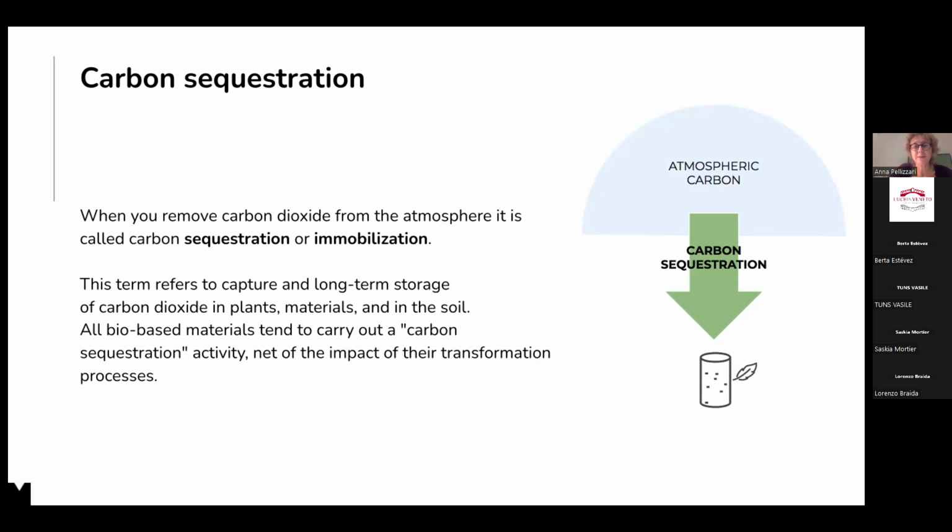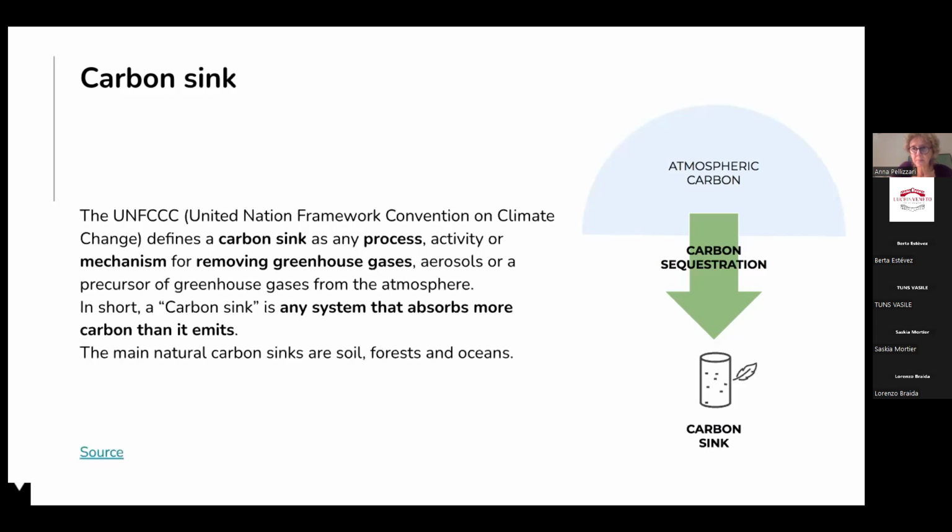So when a material can be classified as a material that acts with carbon sequestration. All bio-based materials tend to carry out a carbon sequestration activity, clearly net of the impact of their transformation processes, but then how long it stays in that material is one of the key questions.